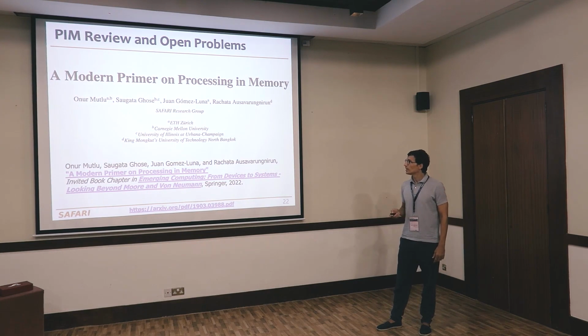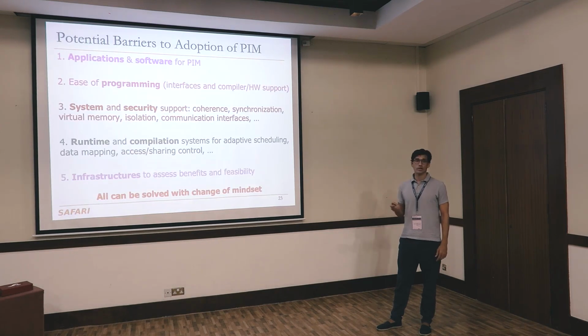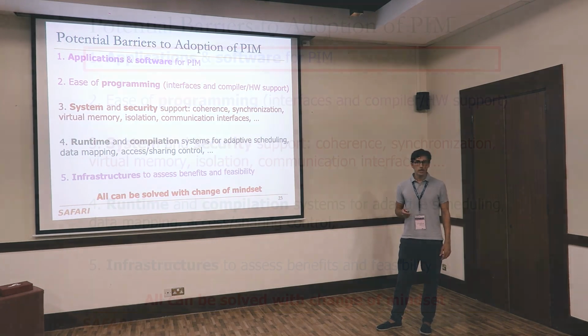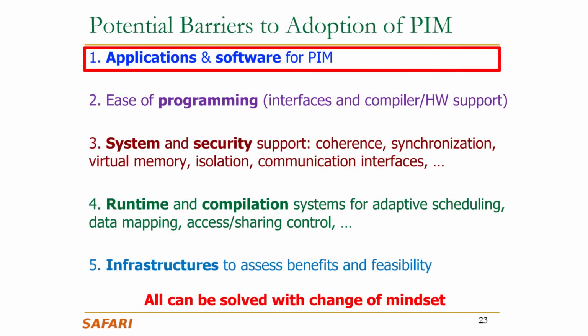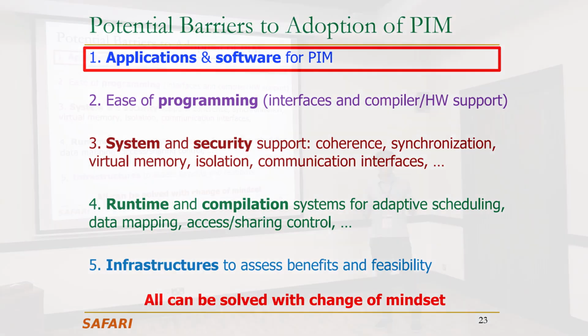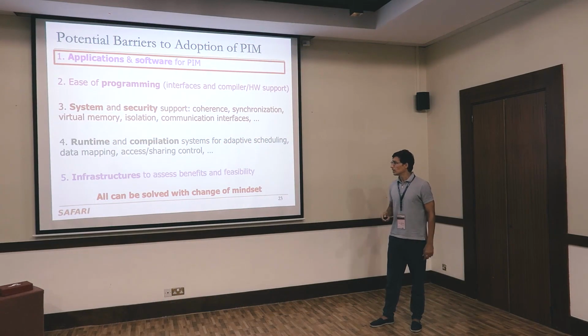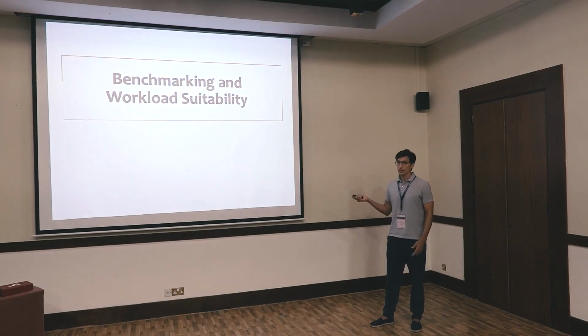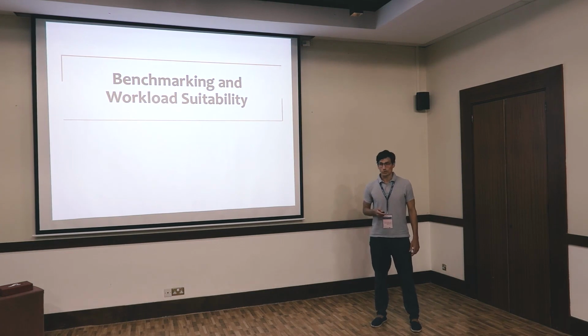As I mentioned earlier, we have worked on processing in memory for a long time, writing multiple papers and also book chapters like this one, where one of the things that we cover and discuss are potential barriers to the adoption of processing in memory. And the first one, as you can see, is applications and software for processing in memory, or understanding what workloads are really suitable for processing in memory systems. And that's what we have been doing, as I said, and that's what I want to present today.